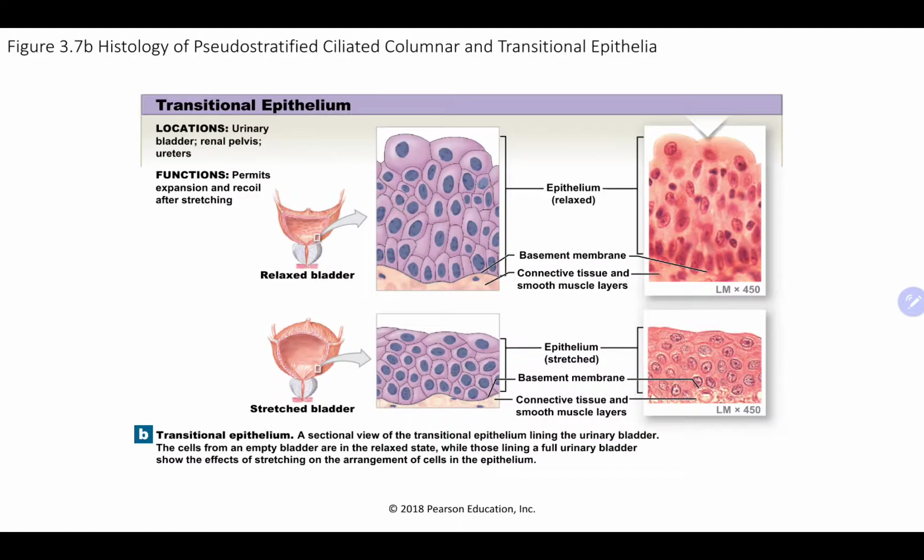But remember that stratified squamous epithelium, we can find that in the skin, and there's going to be multiple layers, okay? We have another special, in a sense, type of epithelium, transitional epithelium, right? And it is able to permit the expansion and recoil after stretching. So these epithelium, they can stretch, and then they can return right back to their regular shape, right? Look at that. Okay, see them stretch and then return back into the regular shape, and that's going to be transitional epithelium. And you're going to find this in the urinary system, such as the bladder, the renal pelvis, and the ureters. Okay.